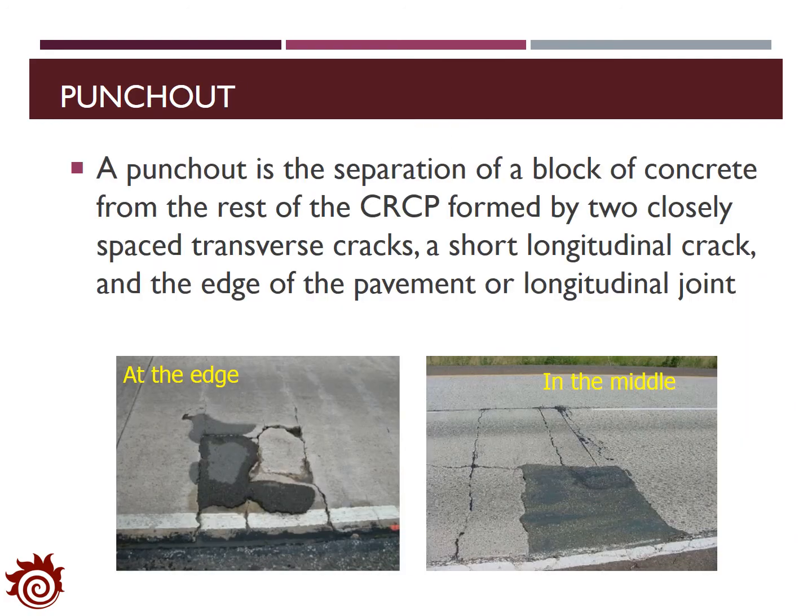Another type of distress for rigid pavement is punchout, which is the separation of a block of concrete from the rest of the pavement. Usually it's formed by two closely spaced transverse cracks and short longitudinal cracks at the edge of the pavement or the longitudinal joint. It can happen at the edge of the pavement or in the middle of the pavement.